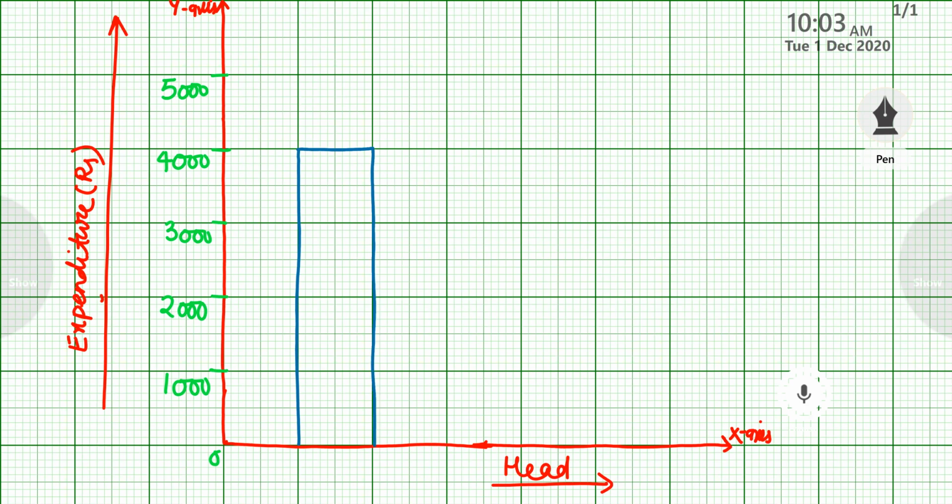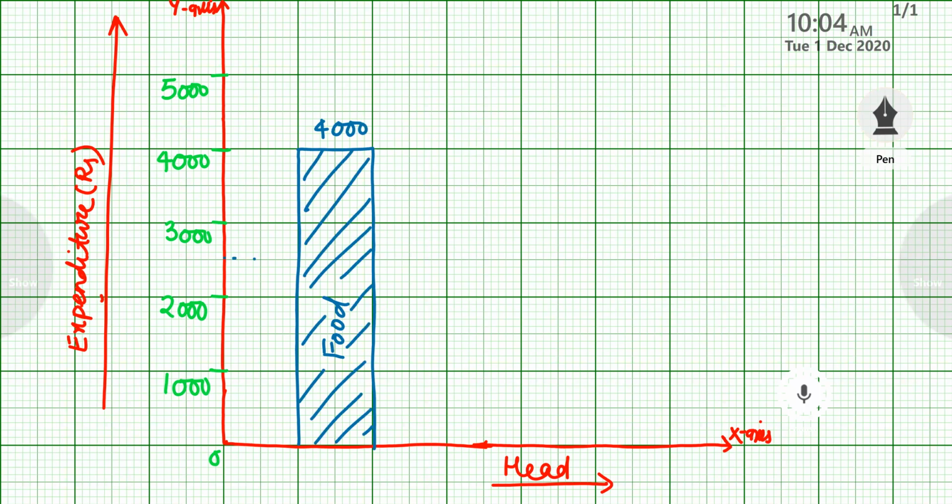I told you there are two ways. Either we can write food inside or down. Both ways are there. 4000. Next one is for education, 2500. It means 2000 is here, and 500 will come here. For education, expenditure is 2500.